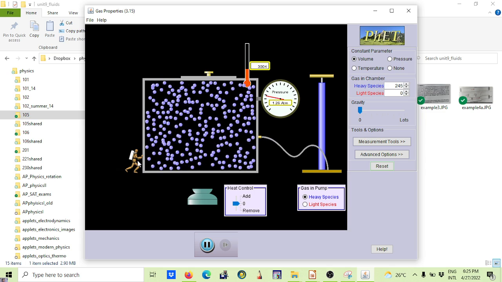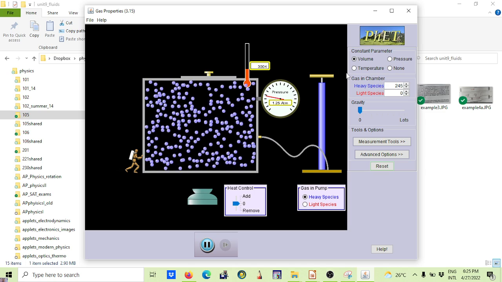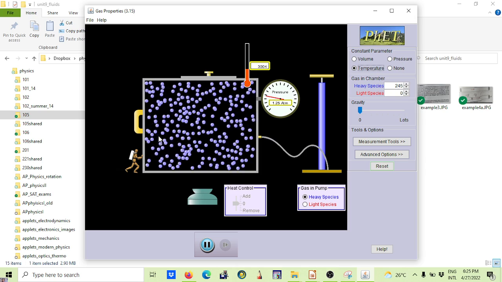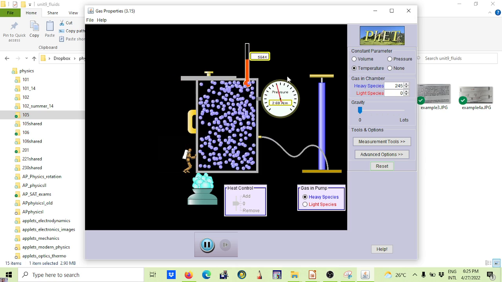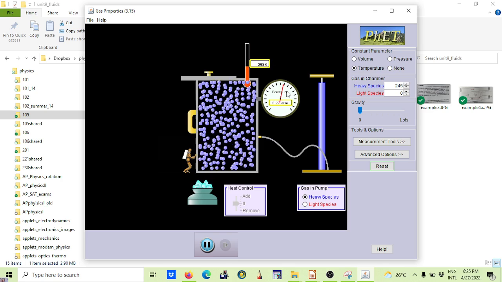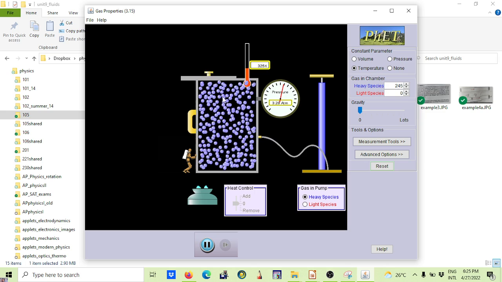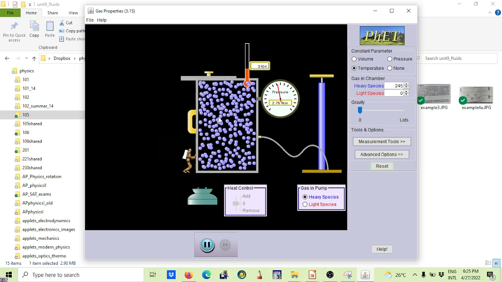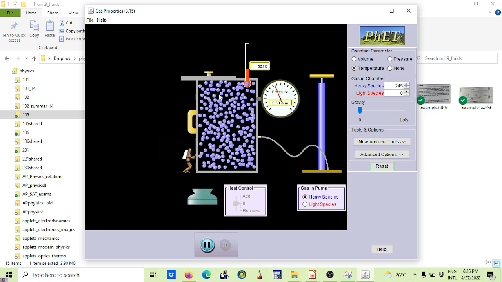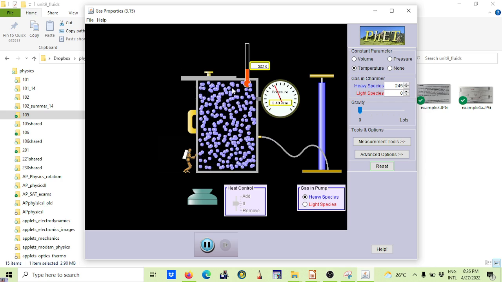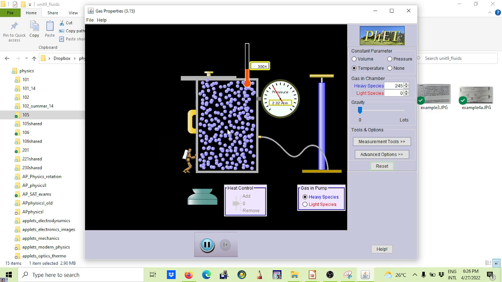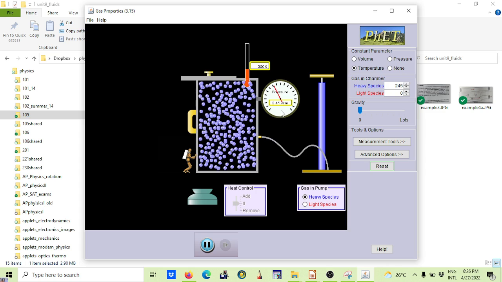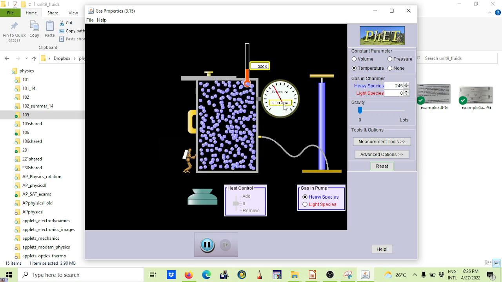And if you decrease the volume, I cannot decrease the volume. Okay, so now I can decrease the volume. If I decrease the volume, you see how the pressure increases by a lot, okay? Because those little air molecules are going to be squeezed together, so they're going to collide more. So they're going to exert a higher pressure, and that's going to be the pressure in atmospheres.